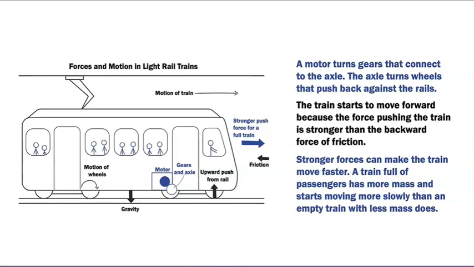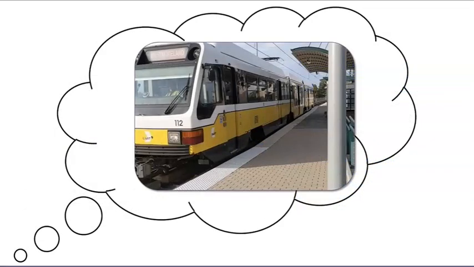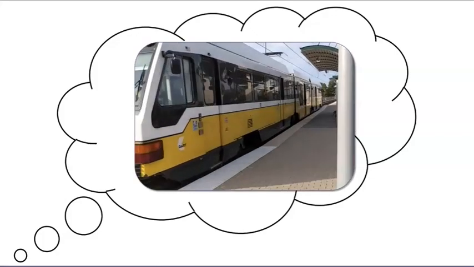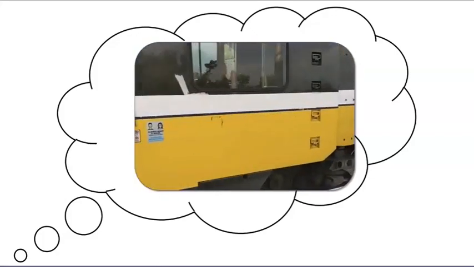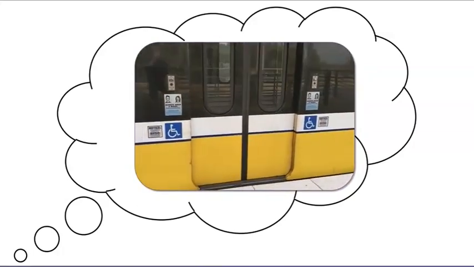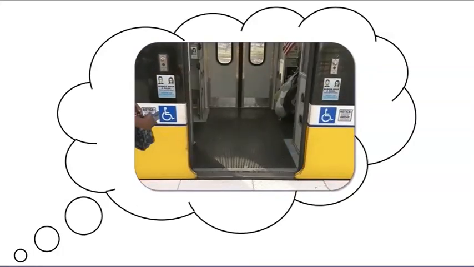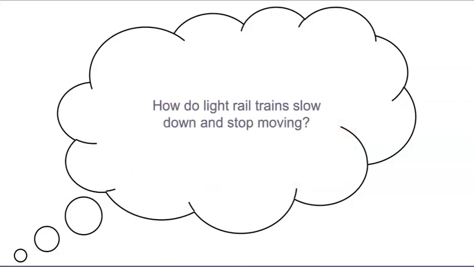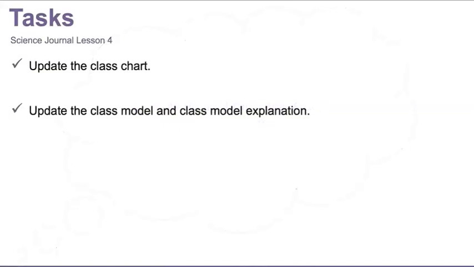One of your tasks after this lesson will be to update the class model and class model explanation. We learned so much about how light rails start moving, but I still have questions about DART rail. Do you? Well, when the DART rail starts moving, it doesn't go on and on forever, right? We've seen it slow down and stop. But how does the DART rail do this? In our next lesson, we will explore the question, how do light rail trains slow down and stop moving? Let's review your tasks for today. First, update the class chart. Second, update the class model and class model explanation.